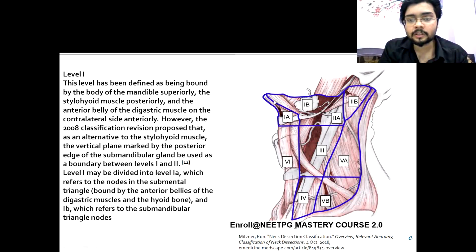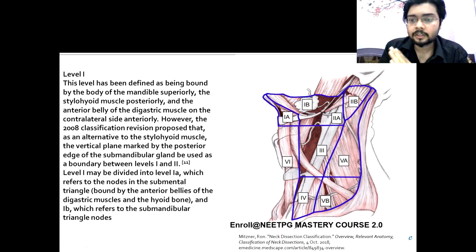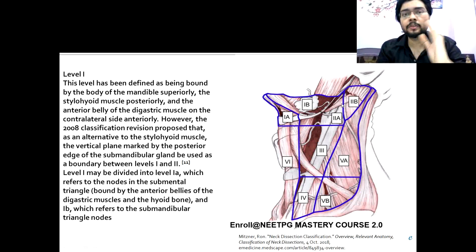If we see boundaries, already seen for level 1A and 1B. For 2, the superior boundary is the skull base, inferior limit is the inferior border of the hyoid bone. Anteriorly will be again this posterior border of submandibular gland or the stylohyoid muscle, and posteriorly is the posterior border of the sternocleidomastoid. So this is the limit for level 2, that is upper jugular.